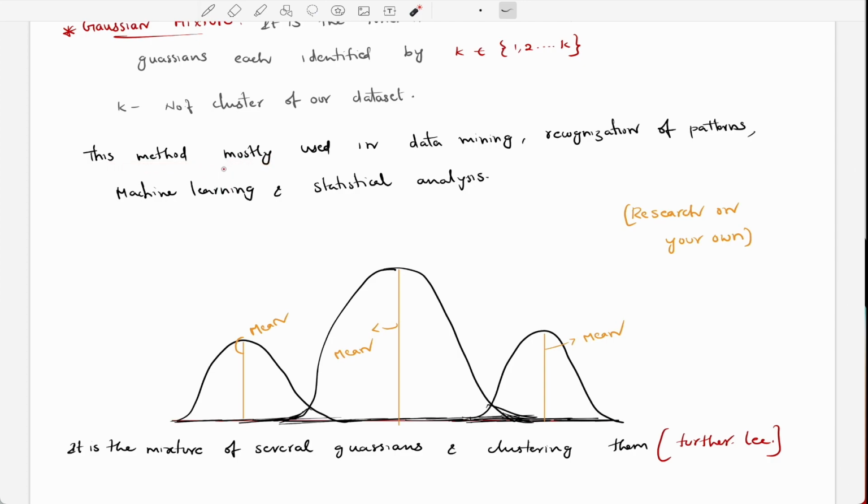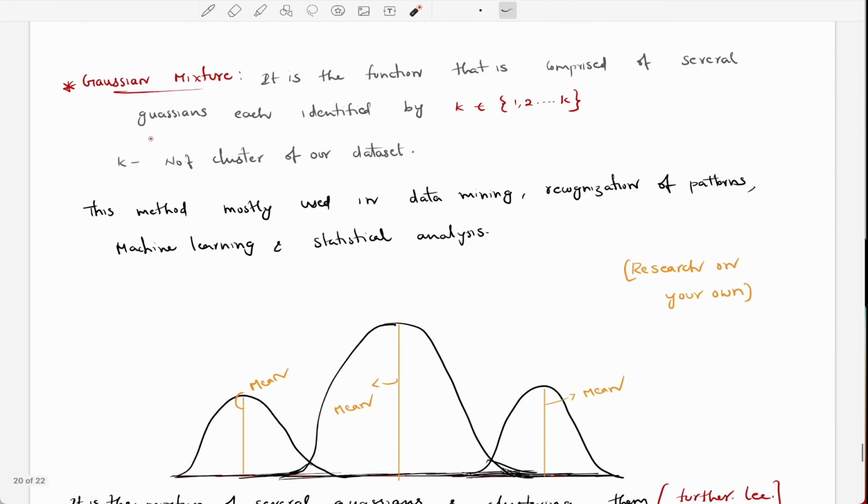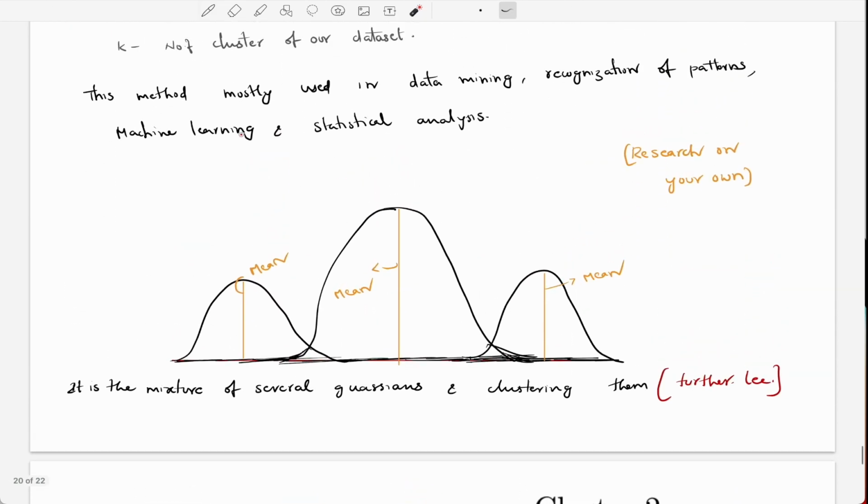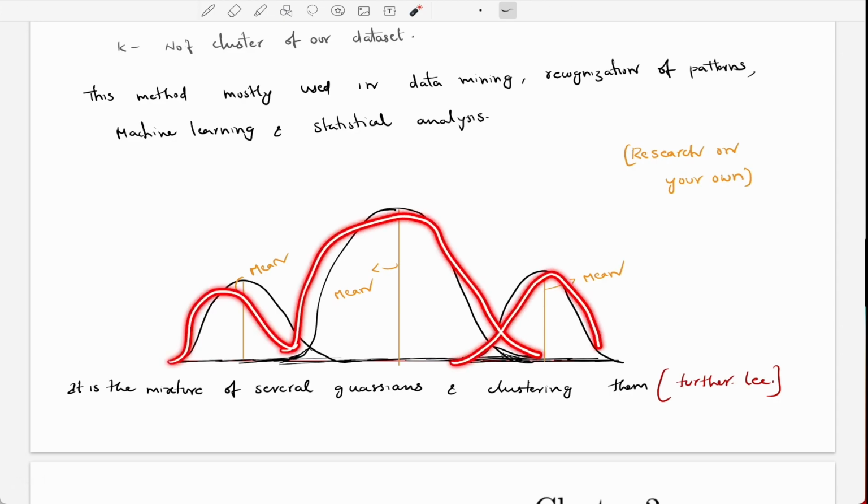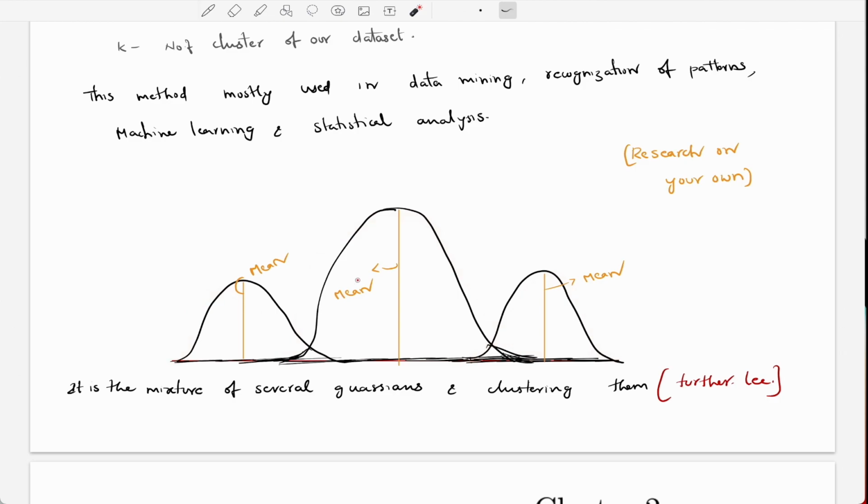Okay, so just make sure you know what a Gaussian mixture is. It's just a function that comprises several Gaussians, each identified by a constant. Okay, so like we have three Gaussians over here. Forgive me for the bad diagram. We have three kinds over here.